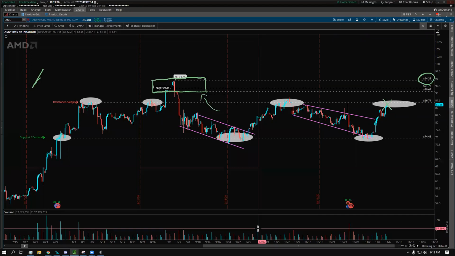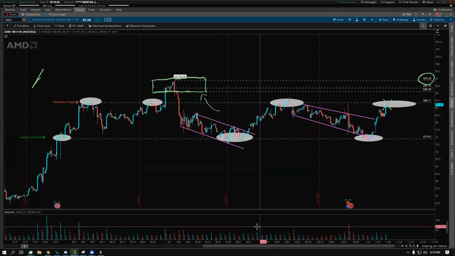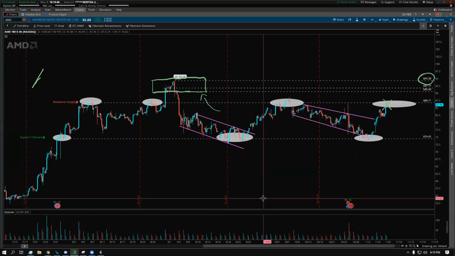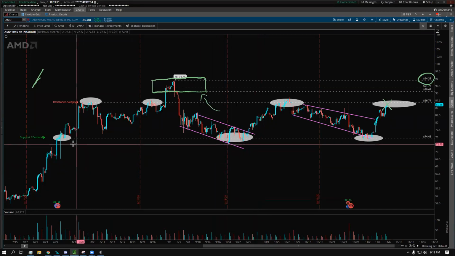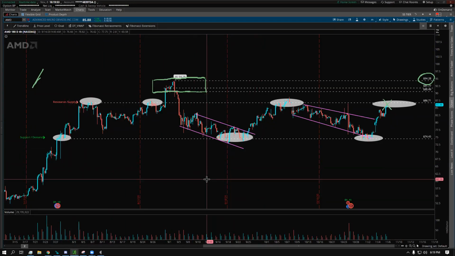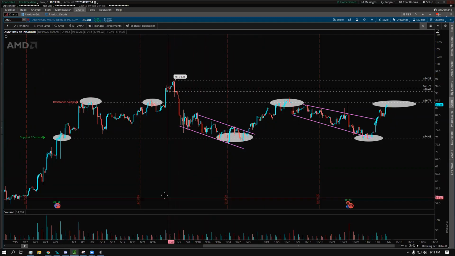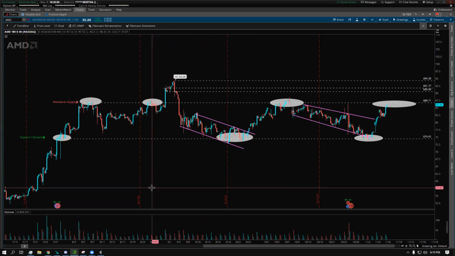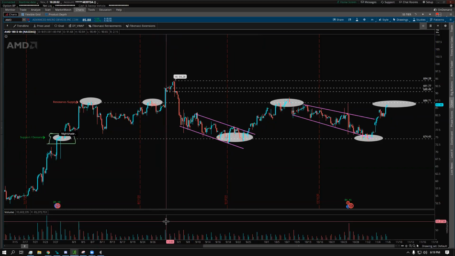So now I'm going to introduce you guys to the topic of supply and demand zones. Supply and demand zones are very simple. Supply zones are just areas of resistance, and demand zones are areas of support. Let me give an example. These ovals right here all highlight demand zones. They're not necessarily levels. It's a range of levels that the stock tends to spend the most time in.